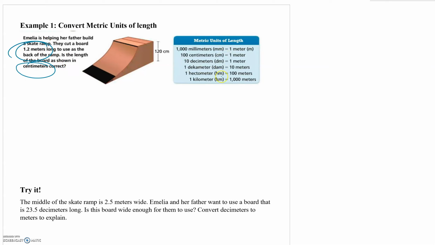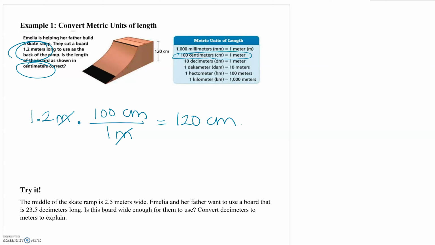So if I look over here at my conversion factor chart, I have my centimeters and meter here. I'm going to start with my 1.2 meters. Set up my conversion factor here. My meters need to cancel out, so I have my 1 meter down in the denominator and my 100 centimeters up here so that my meters cancel. And then if I multiply straight across here, I'm going to get 120 centimeters. So is she correct? Yes, she has the correct length, saying that that's 120 centimeters.